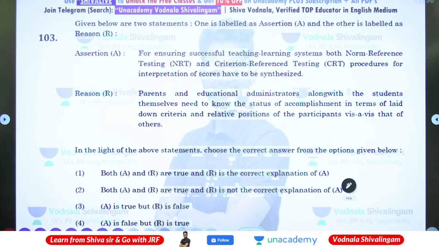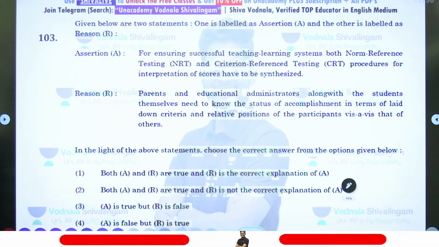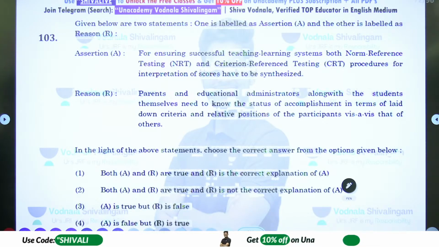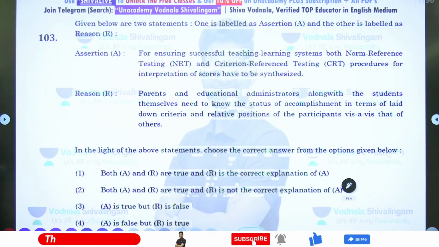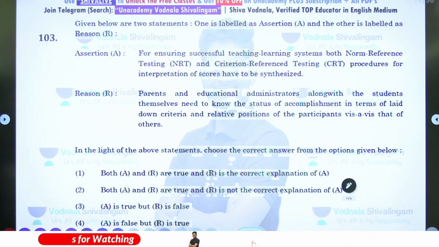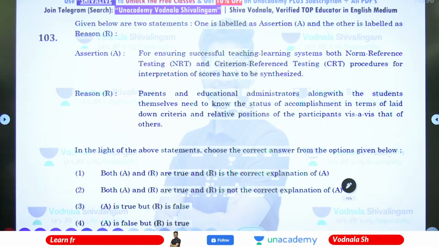For ensuring successful teaching learning system, both normative reference testing, criteria reference testing, procedure for interpretation of scores have to be synthesized. Parents and educational administrators along with the students themselves need to know the status of accomplishment in terms of laid down criteria and relative positions of the participant vis-a-vis that of others.